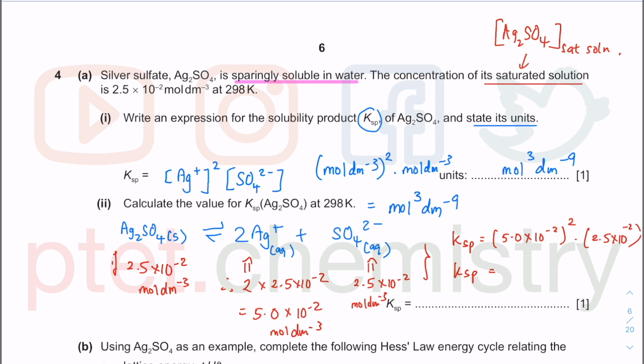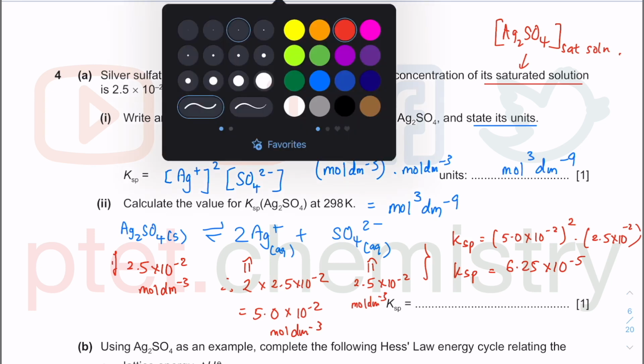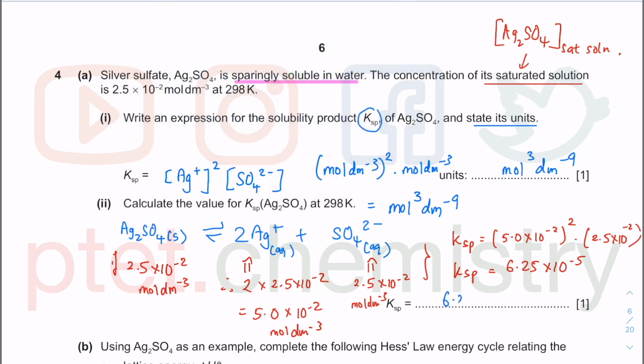So 5 times 10 to the minus 2. You will write in 5.0 and then EXP minus 2 on your calculator, and you square that. You multiply by 2.5 times 10 to the minus 2, and altogether you get 6.25 times 10 to the power minus 5. Of course, you have the unit there previously, so I don't have to write it again. But in my final answer, I should always try to be as accurate as possible by including the unit that I did correctly from the previous part of the question.